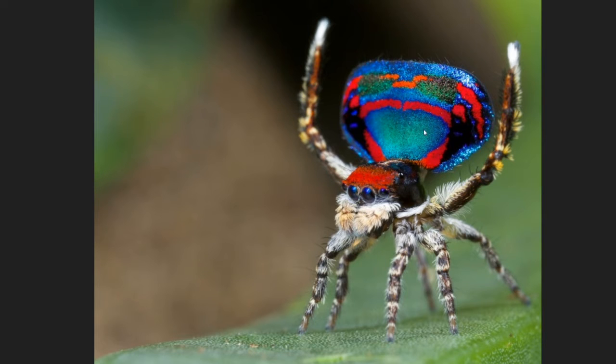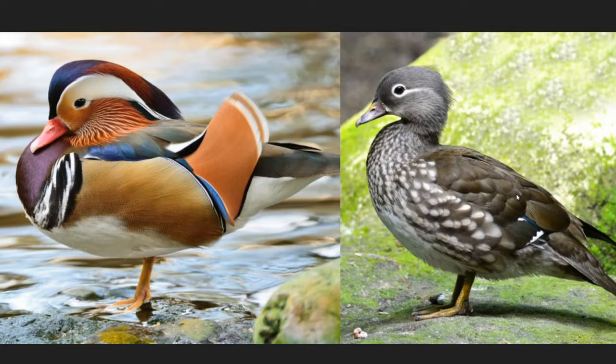It may look really cool, but if you want to avoid being eaten by a bird or a frog or a toad or any of the multitude of things that eat bugs, even other bugs, this is not a good trait for you to have. And yet we see it everywhere. Once again, the left hand side is a male, the right hand side is the female.